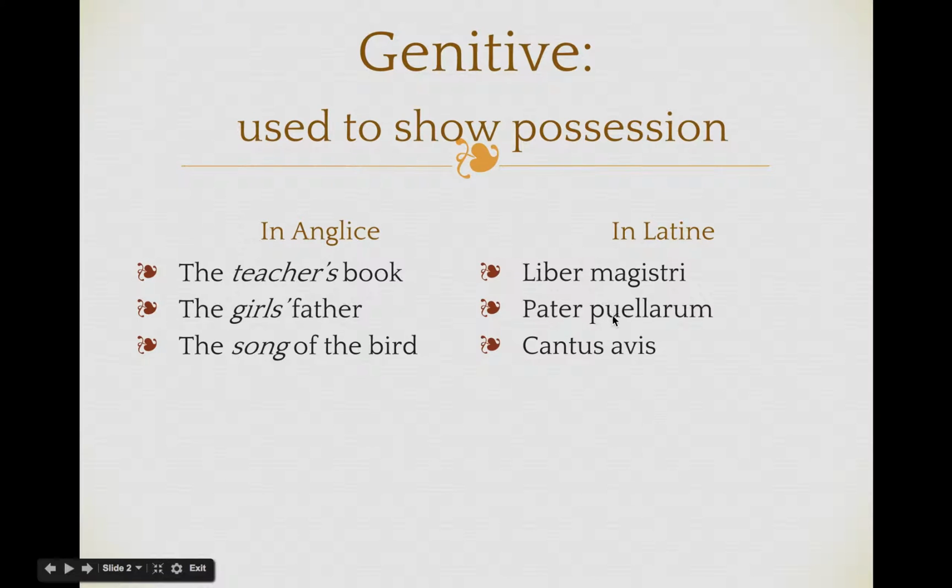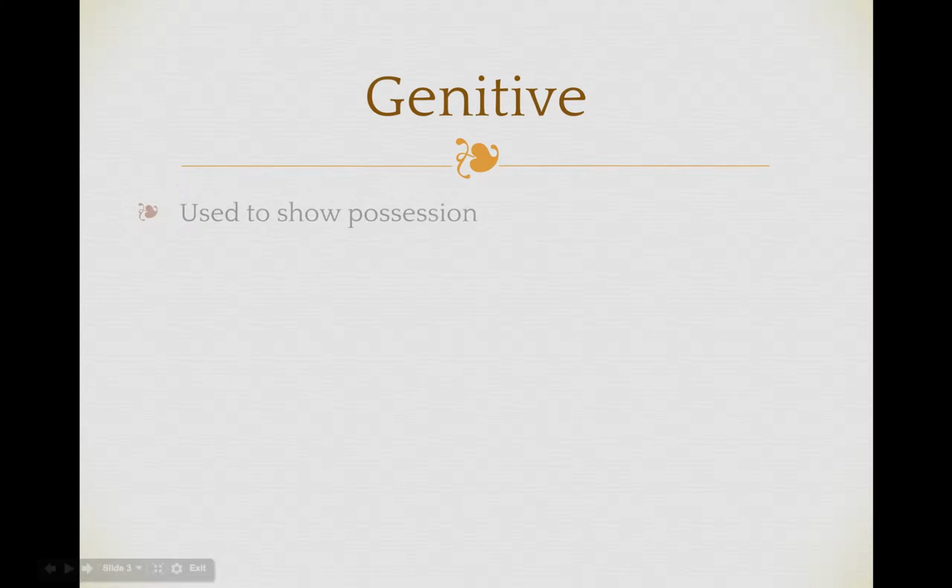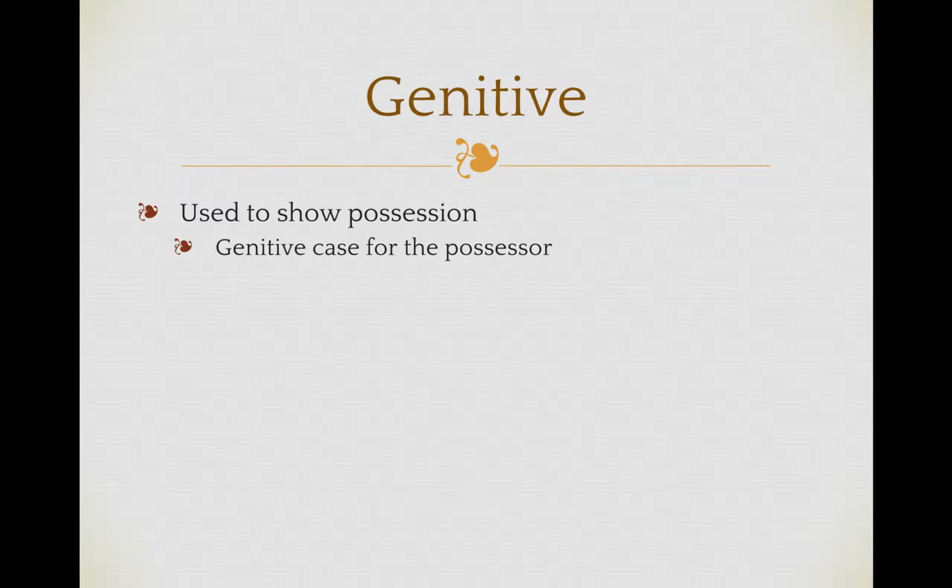Pater is your subject, puellarum, that is genitive plural, so that's the girl's father again. And then avis is also genitive, cantus is the song, but avis is the genitive, and that's a third declension one, so that would be why you probably don't recognize it. And that's okay. It's just kind of a, hey, looking forward type thing. Alright, so with that genitive case, it's used to show possession, meaning that the genitive case is used for the possessor. There is no Latin word of in regards to possession, therefore.